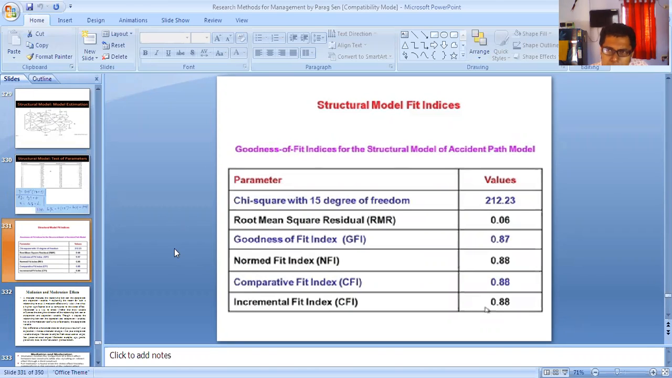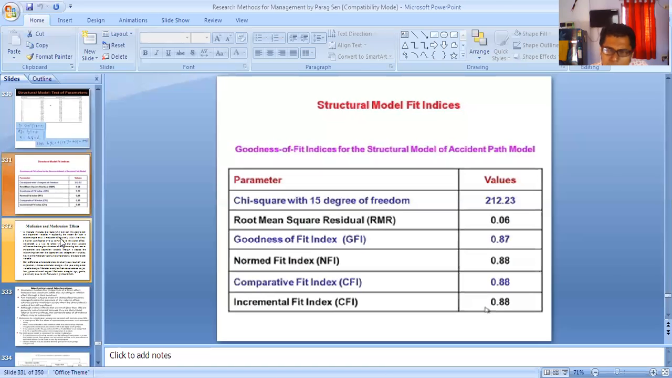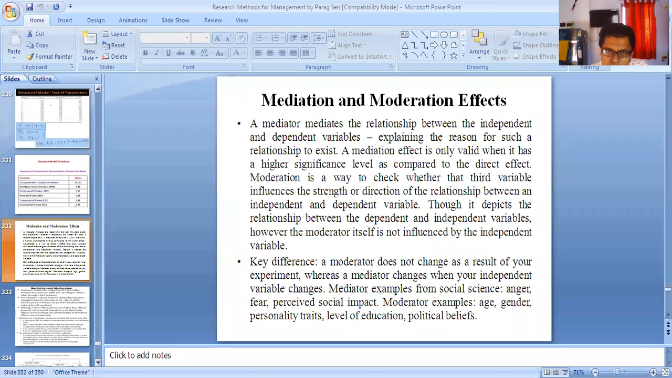Now let's check another concept of the structural equation model which is very widely used, known as the mediation and moderation effects. This is very crucial.